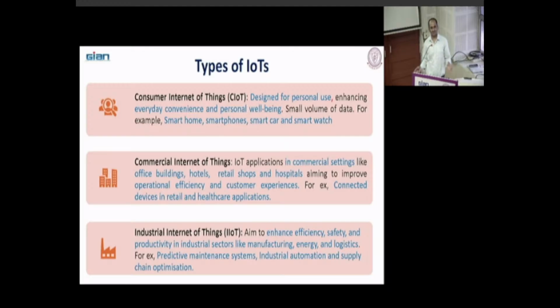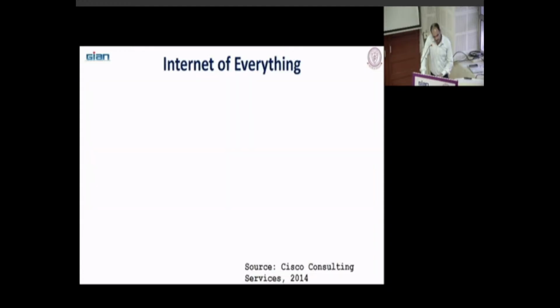That's why, as I was saying, smart shelves or smart pallets are there. They have so many applications of these industrial Internet of Things.